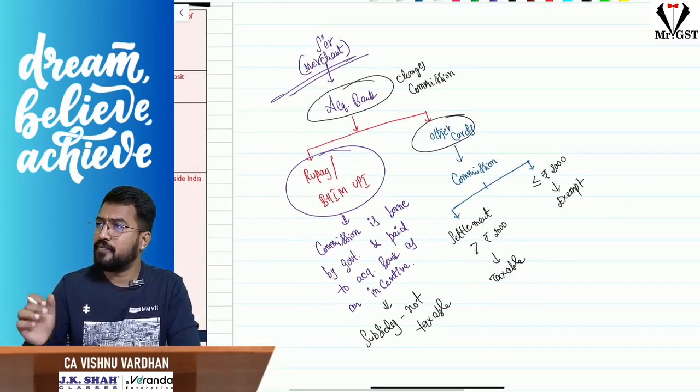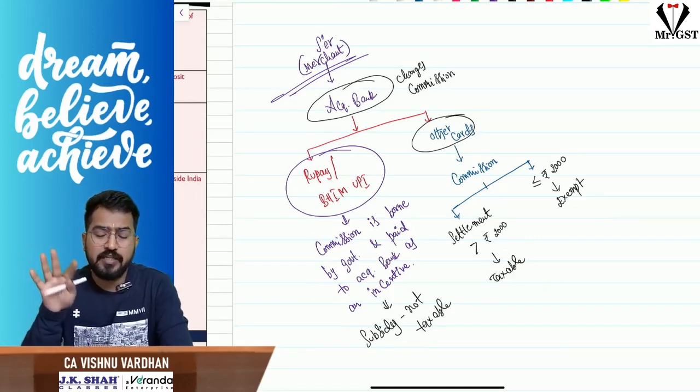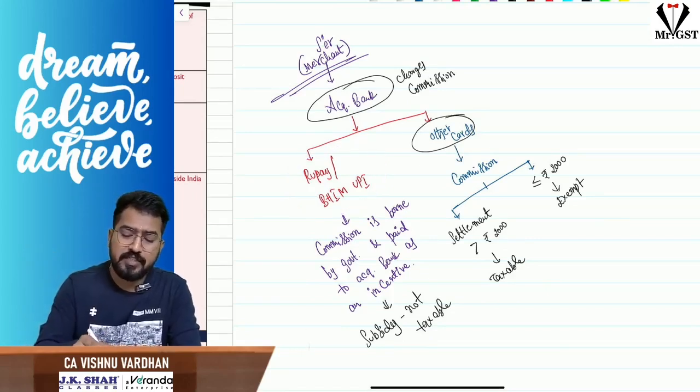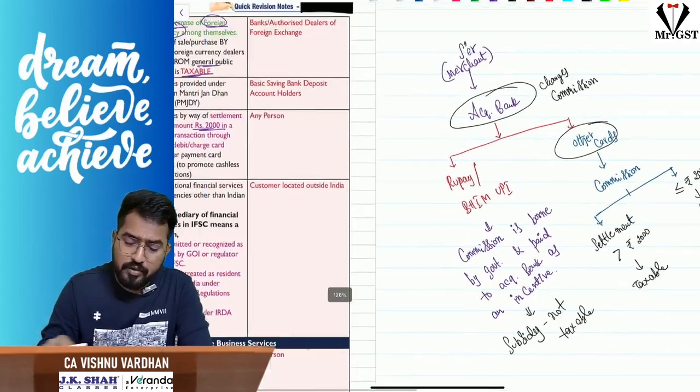Okay. So this is with respect to that acquiring bank, along with the clarification. The clarification is regarding that RuPay or BHIM UPI. There was a clarification. Yes, this is what it is all about. Okay. So with this we are done with that also.